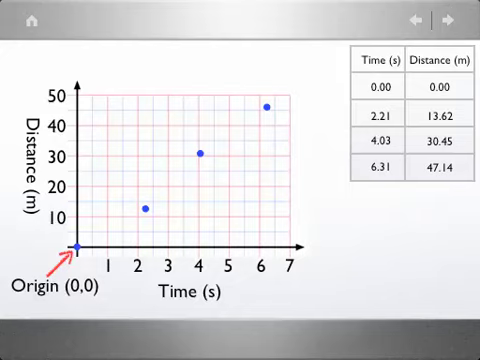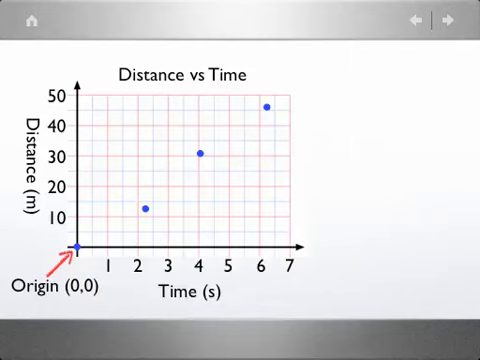The last thing that we need to do is to go ahead and put a title on our graph. No graph is complete without a title. So my title is going to be my dependent versus my independent. So distance versus time. So this is a good example of a distance versus time graph. So if I fade away that data table, this right here is an excellent example of a properly constructed data graph.